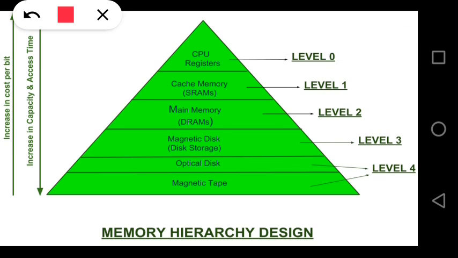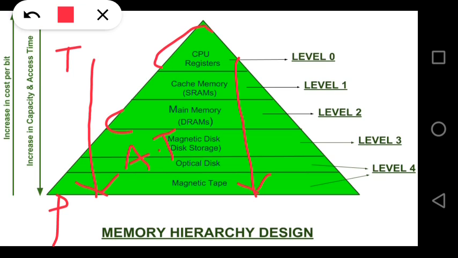So it's really necessary to understand that access time and capacity is getting increased from top to bottom. Capacity is anyway getting increased. Similarly, access time is also getting increased. But our goal is to reduce the access time. For that, we have registers.